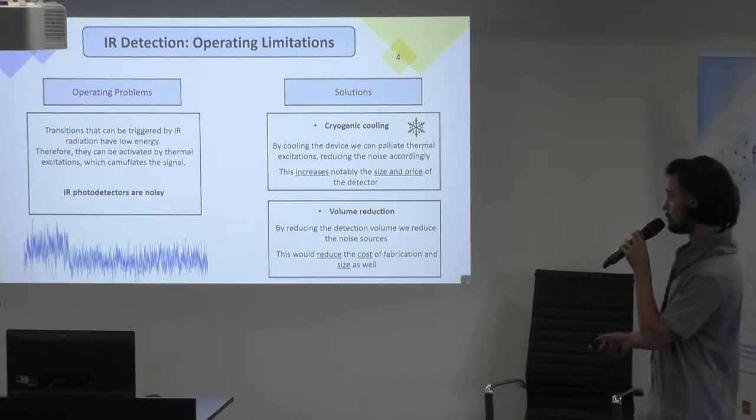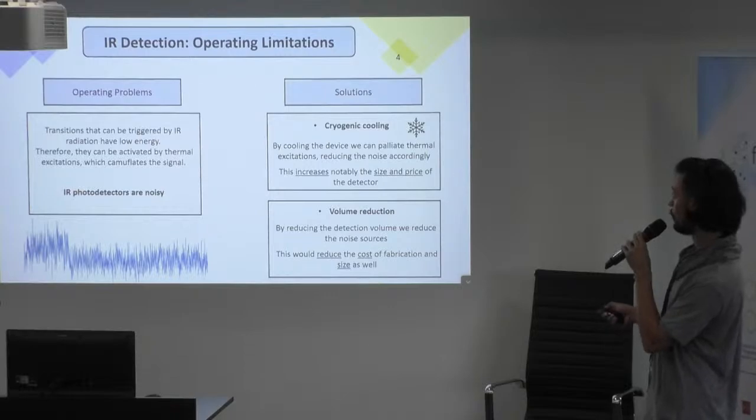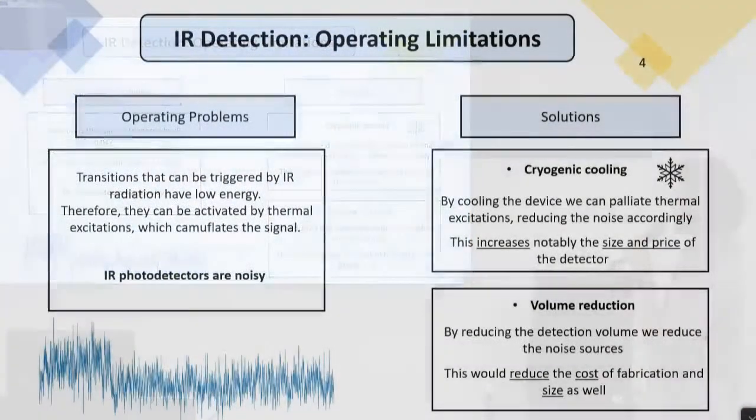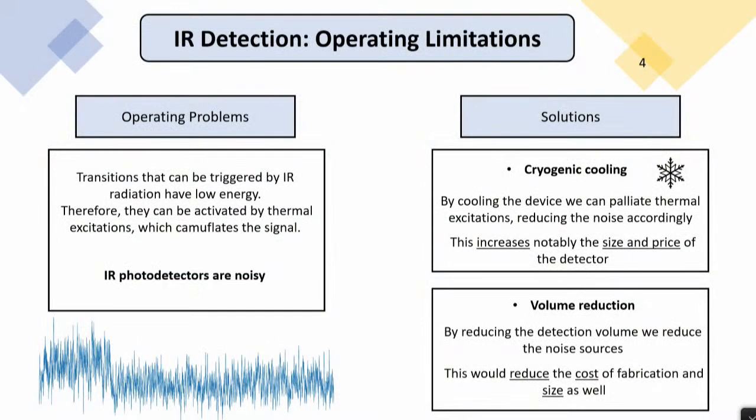So in order to address that, we have two options. One is to cool our material to cryogenic temperatures, and with that the thermal fluctuations are blocked. What happens with this is that it increases the size and the price of the detector, because it needs an external system, and this is more expensive to make.